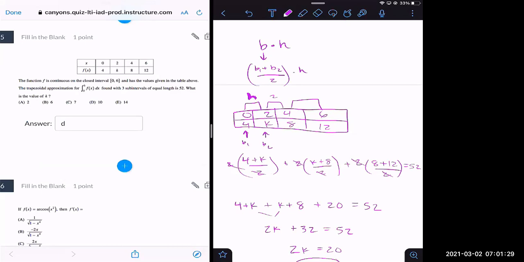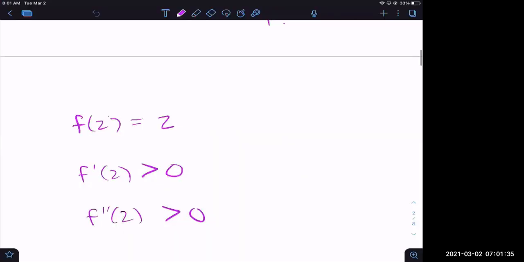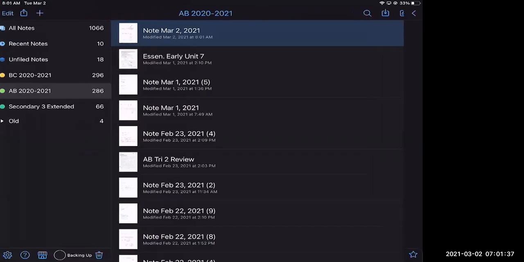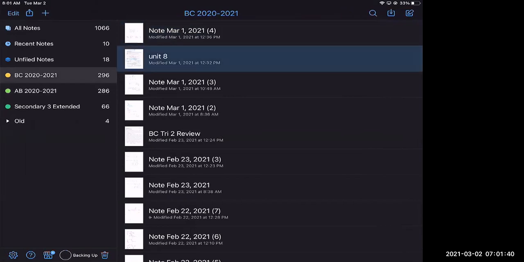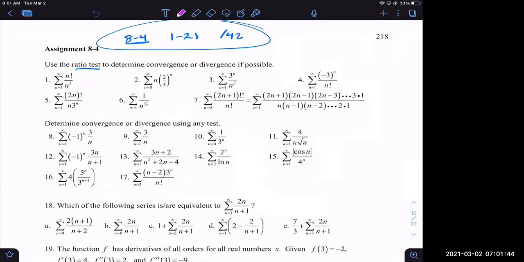All right. Okay, so we can take more questions tomorrow. We'll look at the calculator. Let's go ahead and switch gears to your questions from yesterday's assignment. So 8.4, the ratio test. Number 5 was asked.